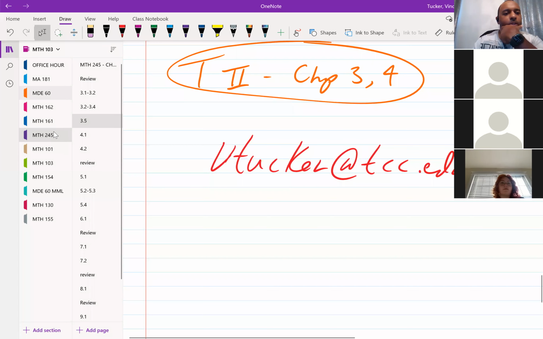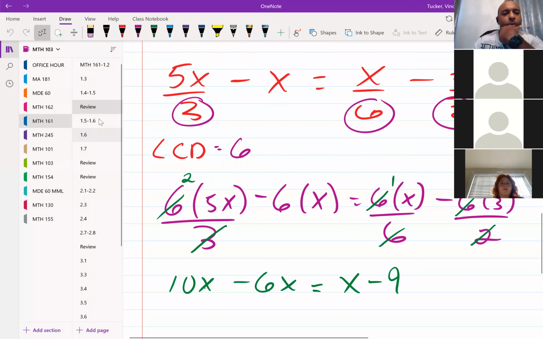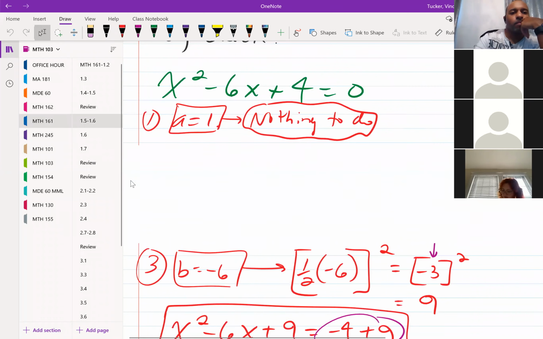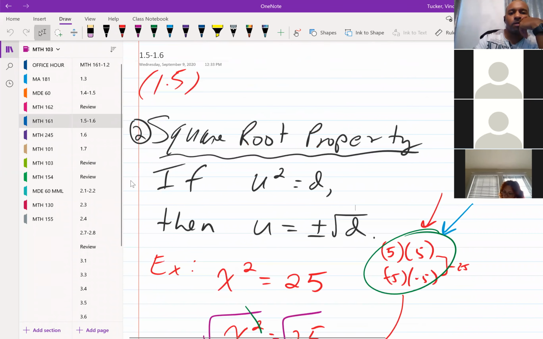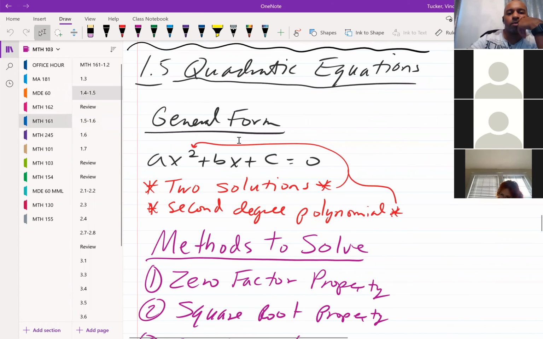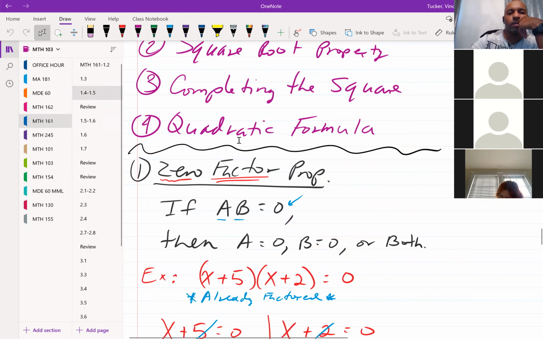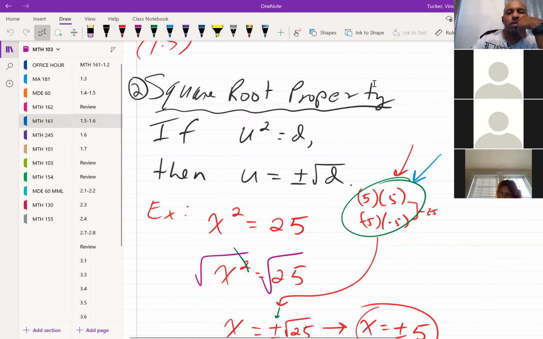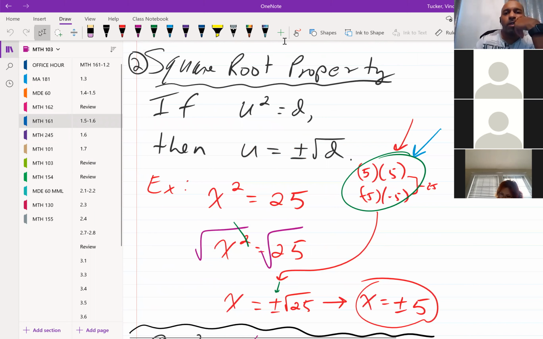All right, so we were in 1.5, and we need to finish 1.5. Last thing we did in 1.5, we started quadratic equations and did the zero factor property. So now we're starting with the square root property.